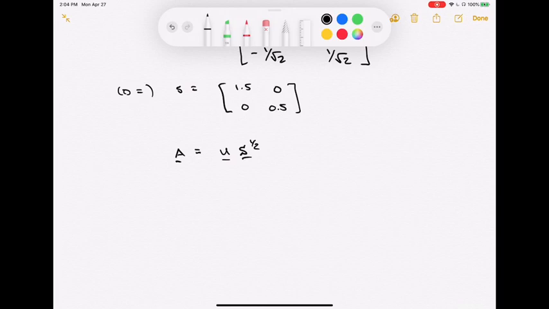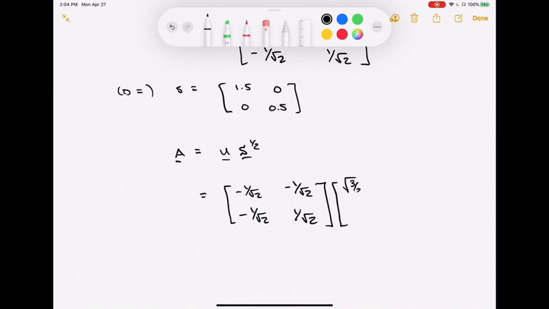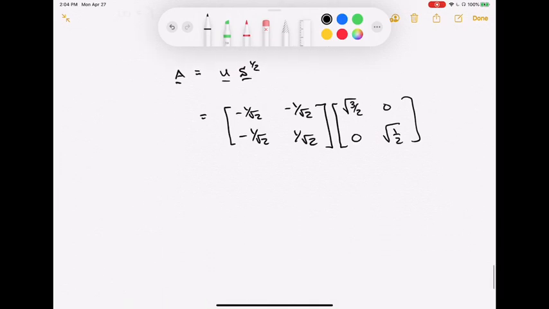And so what would I get in this particular case? If I did the U, that U is 1 over root 2 with a minus, 1 over root 2 with a minus, 1 over root 2 with a minus, and 1 over root 2. That's the U. And then the S, we know, is 3/2 and a half on the diagonal, but we're taking the square root. So that's going to be root 3 over 2, 0, 0, root 1 over 2. Something like that. And I just need to multiply these guys through.